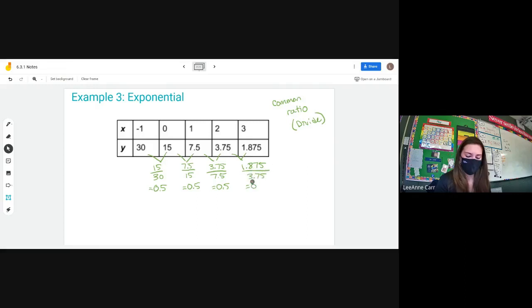So once I see that I get the same common ratio for every single set of terms here, that tells me that yes, I do in fact have an exponential function. So 3 cases: common difference, common second difference, and common ratio.